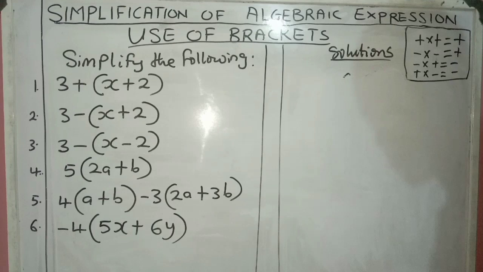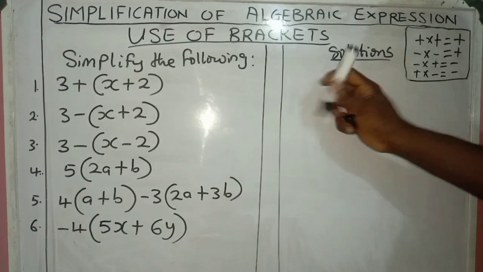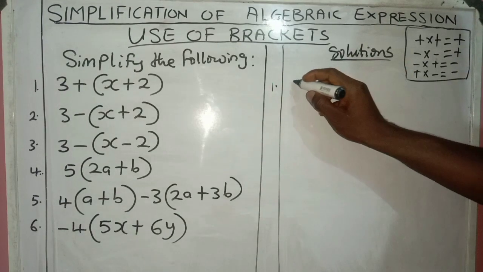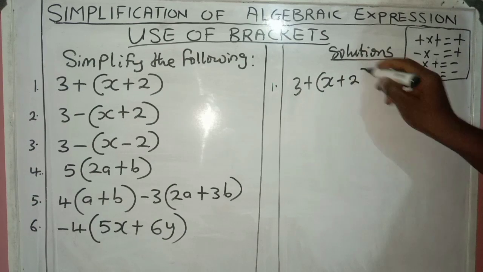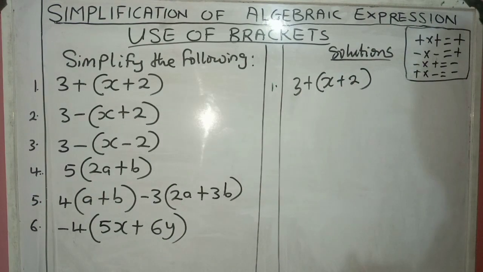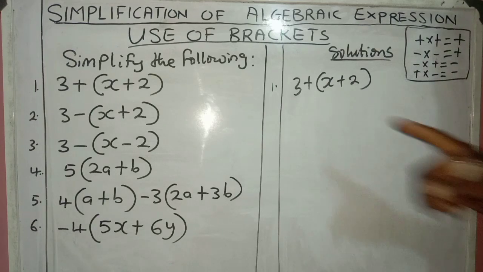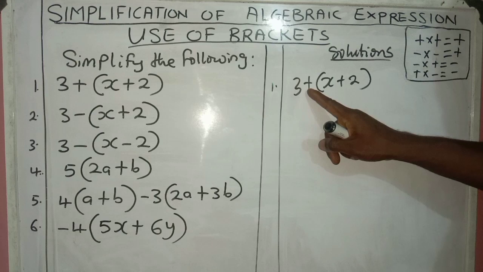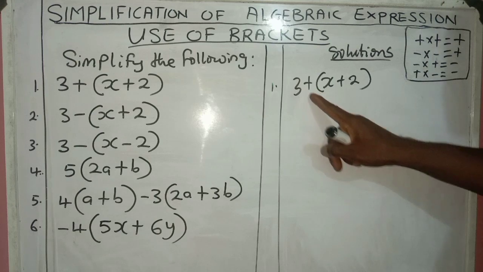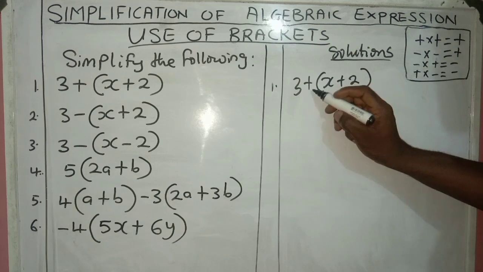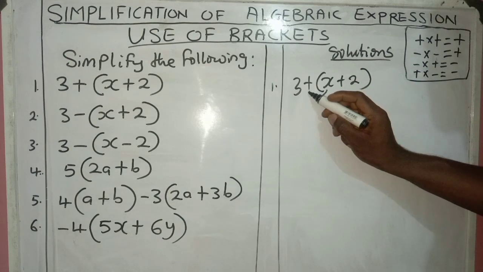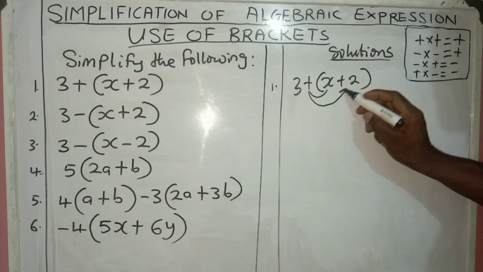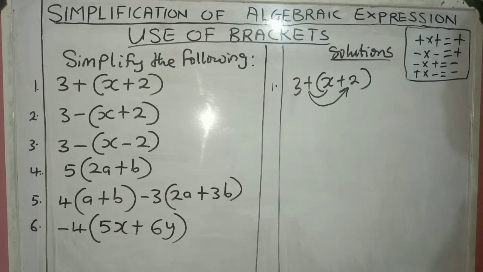Let's get started with the question we have here. Number 1, here we have 3 plus (x plus 2). How do you approach this one? Which particular number or sign is attached to the bracket? What is attached to this particular bracket is plus. So we open the bracket. Opening the bracket means this plus will multiply x, and after that this plus will multiply plus 2. So that's how we open the bracket.